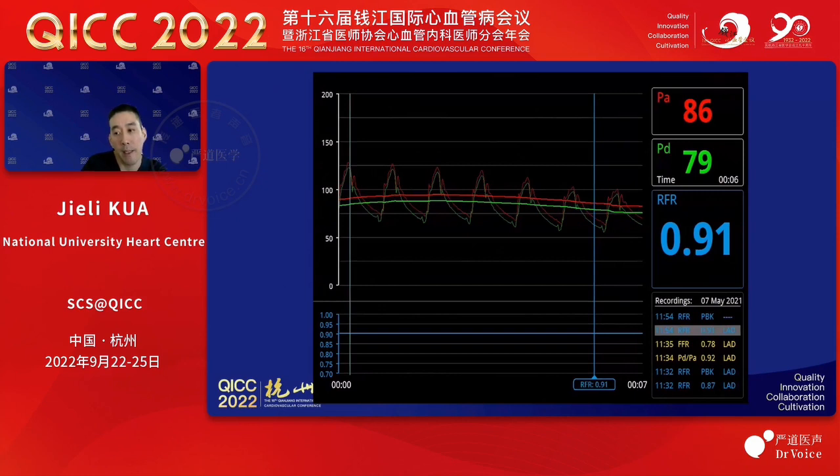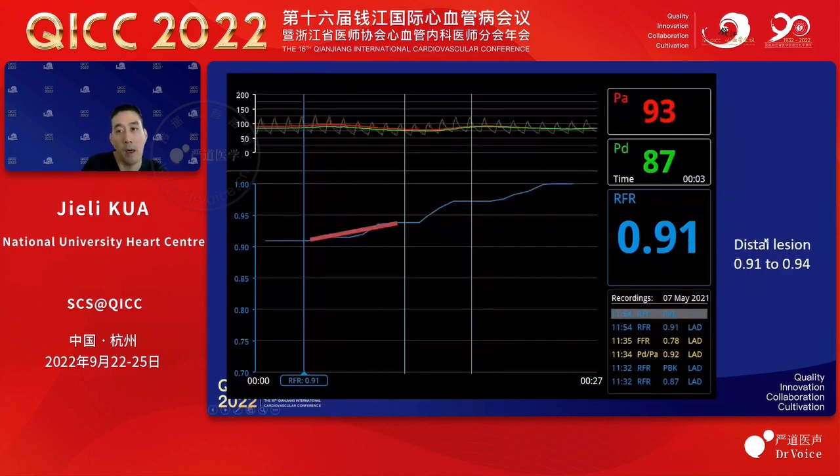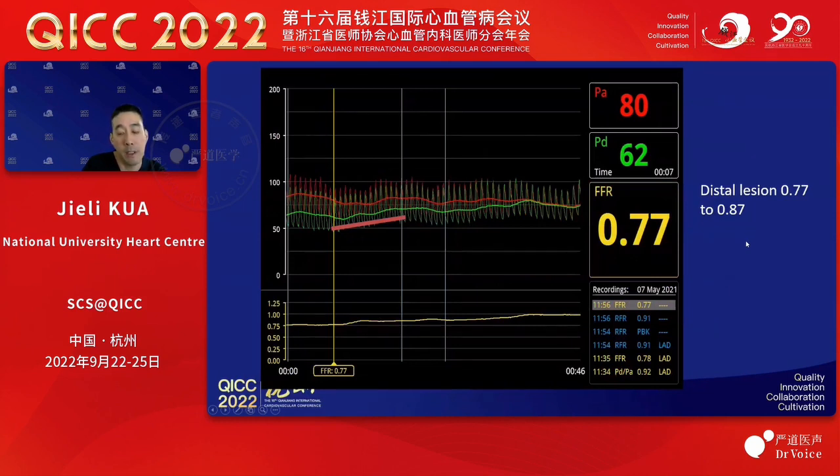I did a pullback again, and it shows the same pressure gradient drop as pre-PCI, which is 0.03. And then I repeated the FFR, which is now 0.77. When I now did the pullback, the distal pressure gradient actually increased. The pressure gradient was now 0.10 over the distal lesion, and there was no gradient drop over the proximal lesion. So with these findings, I went on to intervene on the distal lesion.